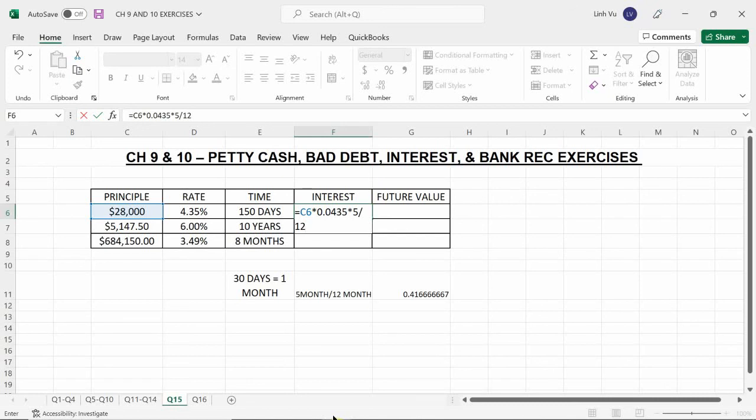What did you say, Norman? 6,090. So you both got two different numbers. Am I solving for interest or am I solving for future value? Future value. What was your formula for future value? Well, I used the 0.4166666, and then I kind of reversed it, then I multiplied it. Hold on, I think I see what I did wrong.